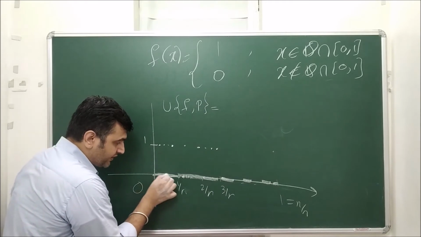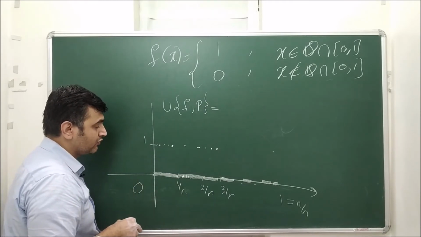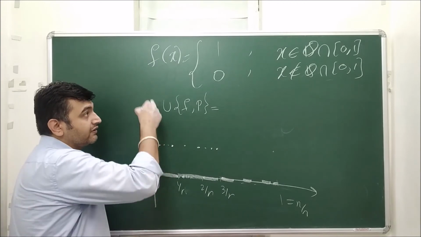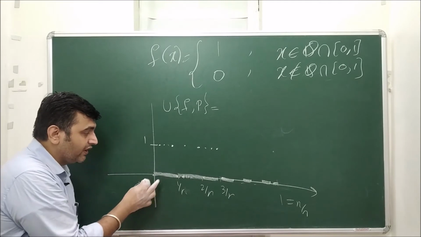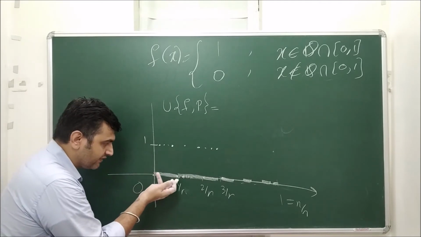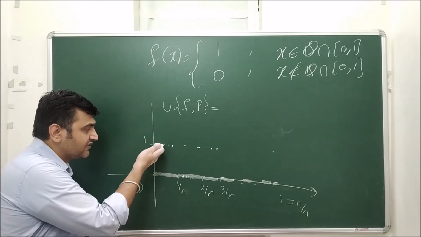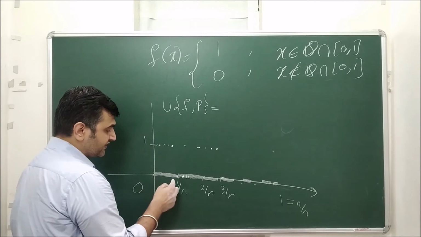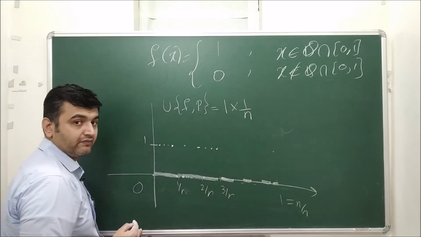In the first subinterval, look for the point where function is taking the maximum value. So the function is taking 1 and 0. What is the maximum value? 1. Does there exist a point where function is taking maximum value? Yes. At 0 it is taking 1. At 1 by n it is taking 1. So yes, there exists a point where function is taking the maximum value. So over the first interval, maximum value is 1 into the length of the subinterval.